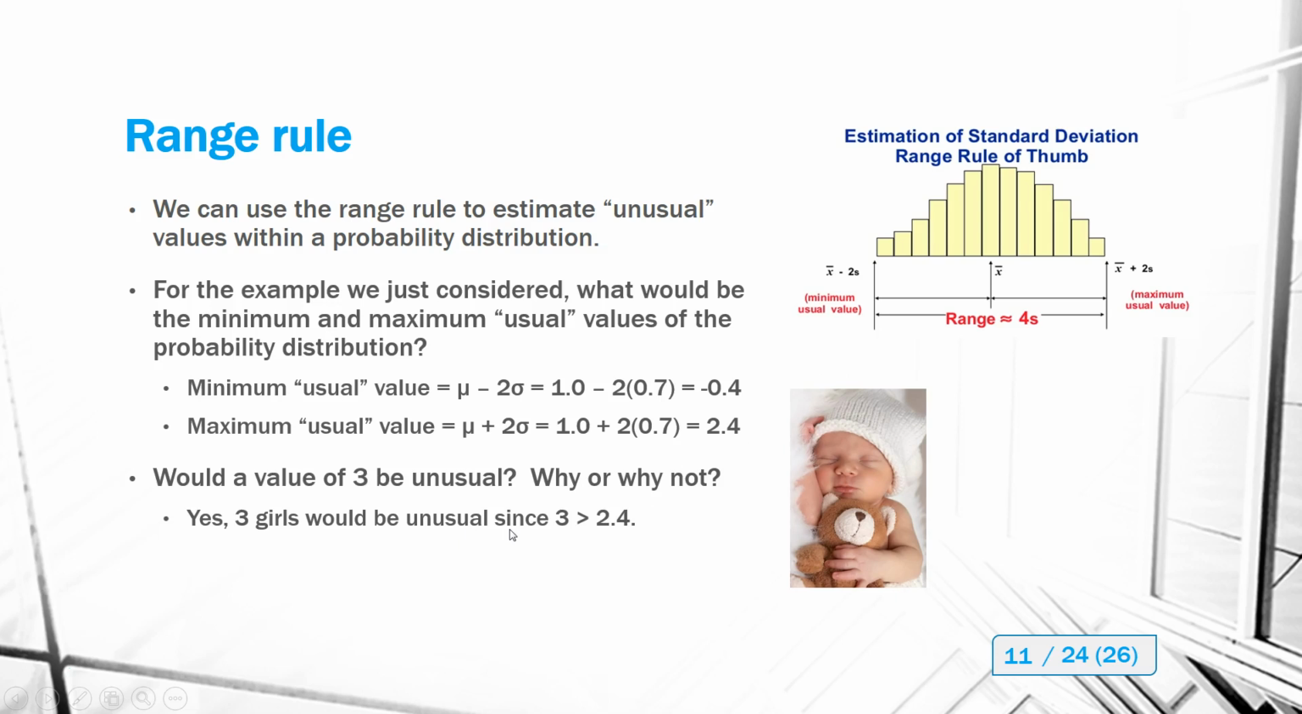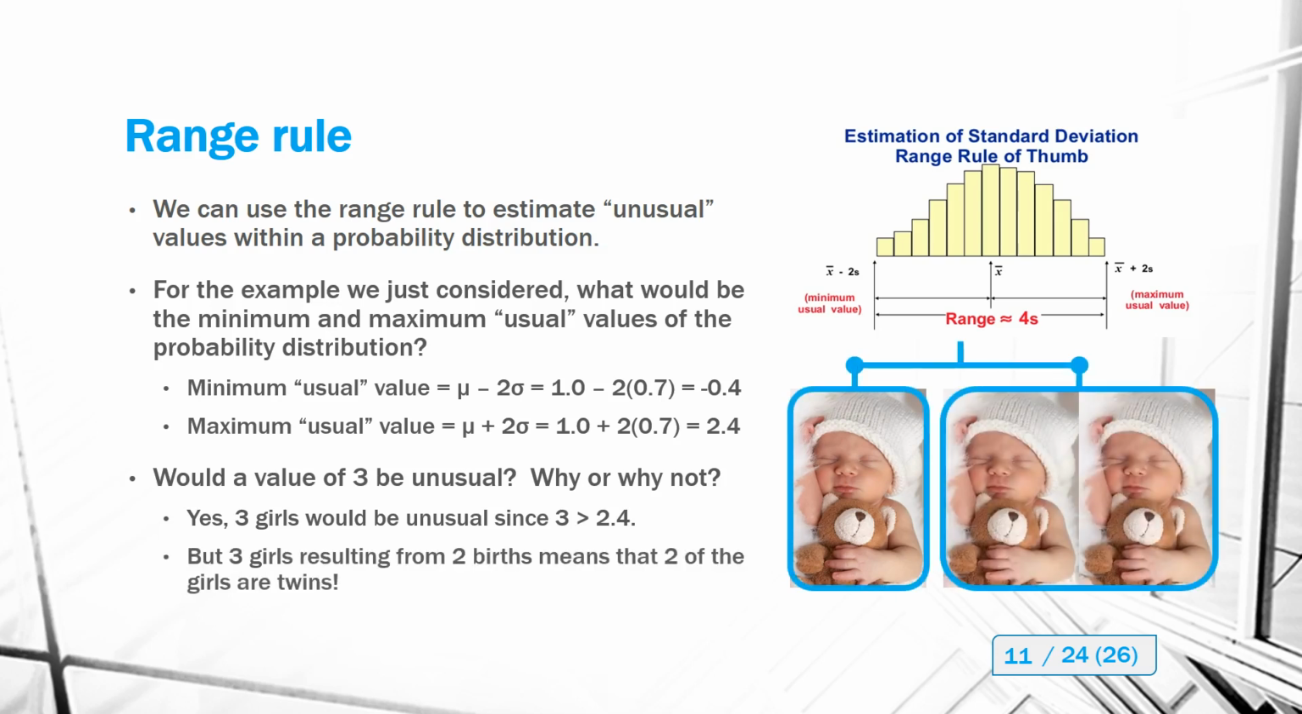But let's think back about the context of this problem. What we're looking at is the probability of having 2 girls from 2 births. Okay, so it's like you've got 2 births, and each one could be a boy or a girl. So there's a probability that you don't get any girls, there's the probability that one of them is a girl, and then there's the probability that both of them are girls. So having 3 girls come out of 2 births would be very unusual.